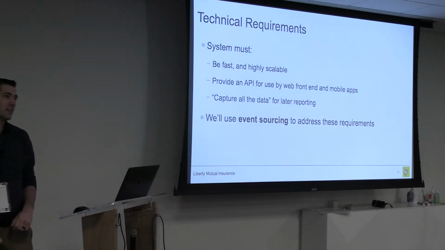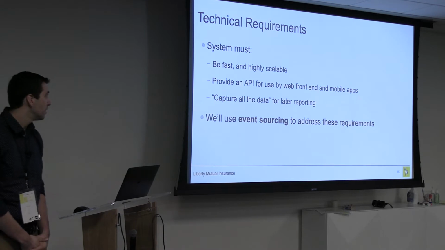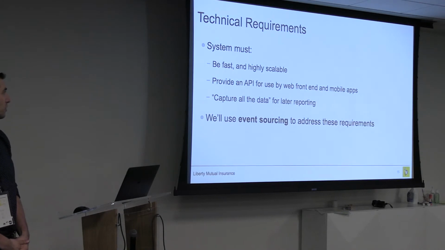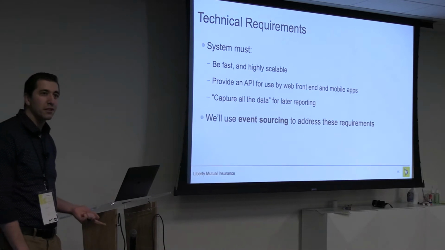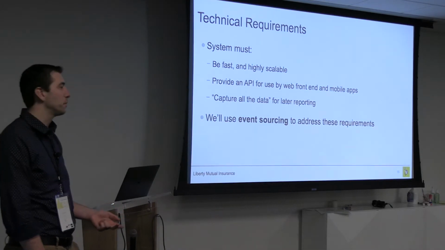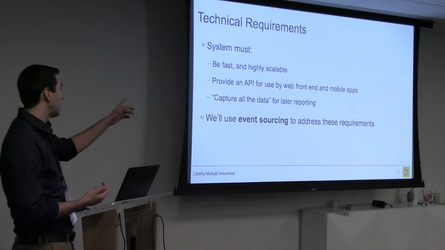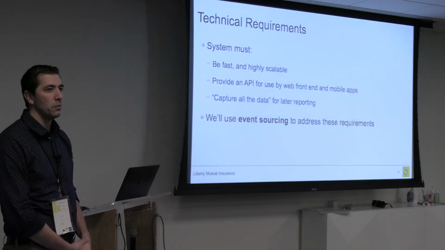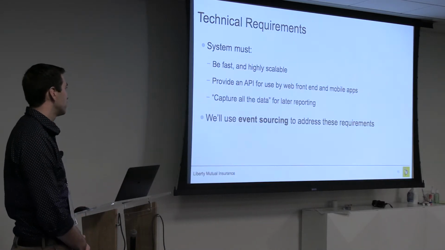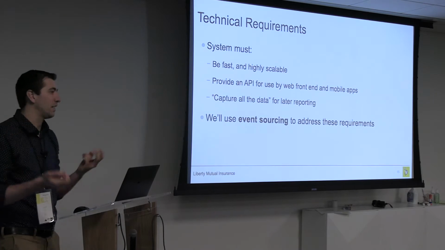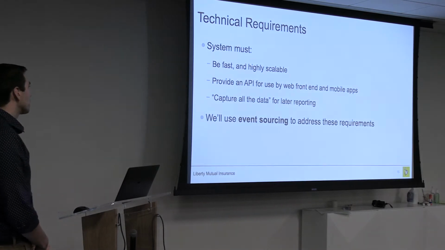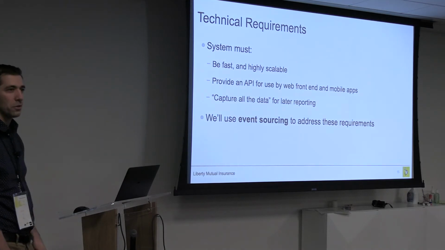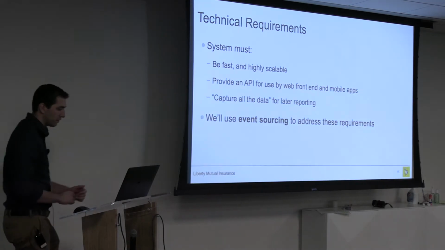Let's see if we can condense that into some technical requirements. So if we're going to be processing these orders quickly, our system needs to be fast. The business has promised 1 million users by the end of the year, so we've got to be scalable. We're going to provide an API for use by front-end and mobile apps. And then we're going to, quote, capture all of the data for reporting when the business decides what they want to report on. So these are all good use cases for event sourcing, and we'll dive into that.